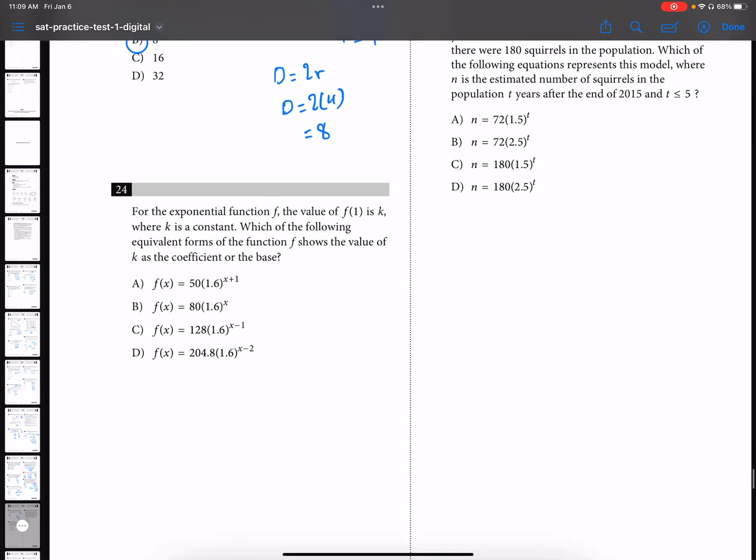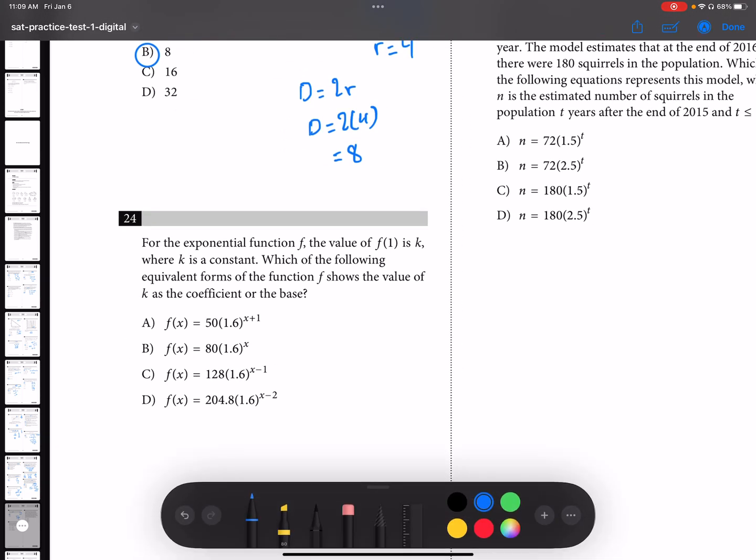Okay, number 24. For the exponential function, the value of f of 1 is k, and k is a constant. Which of the following equivalent forms of the function f shows the value of k as the coefficient or the base? So f of 1 is k. So if f of x is, in this case, the form of the function, we can see that f of 1 can be found for the coefficient to be exactly 1.